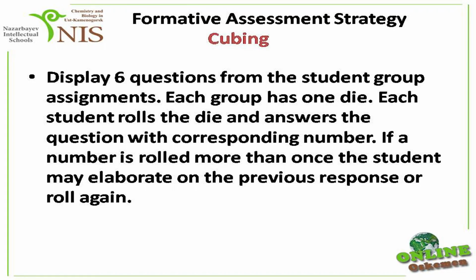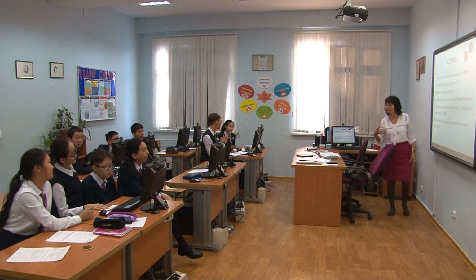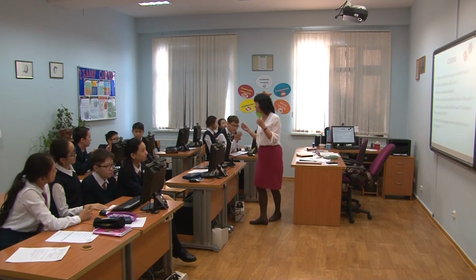The instruction for cubing displays 6 questions from the student group assignments. Each group has 1 die. Each student rolls the die and answers the question with the corresponding number. If a number is rolled more than once, the student may elaborate on the previous response or roll again. Answering the questions which have been given to you before the presentation.